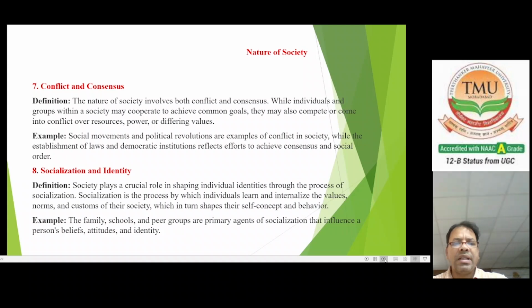Next is socialization and identity. That means talking about socialization and identity. Society plays a crucial role in shaping individual identity through the process of socialization. Socialization is the process by which individuals learn and internalize the values, norms, and customs of their society, which in turn shape their self-concepts and behaviors. For example, the family, schools, and peer groups are primary agents of socialization that influence a person's beliefs, attitudes, and identity. This is the important thing.